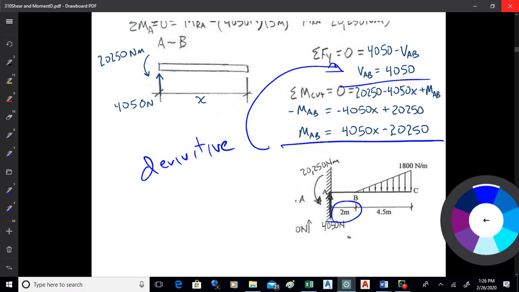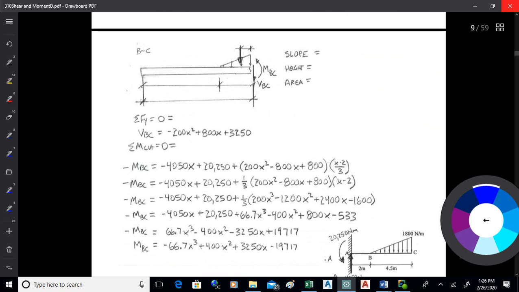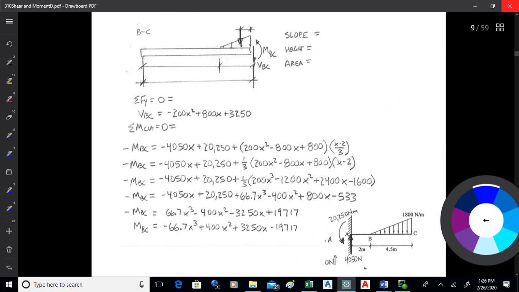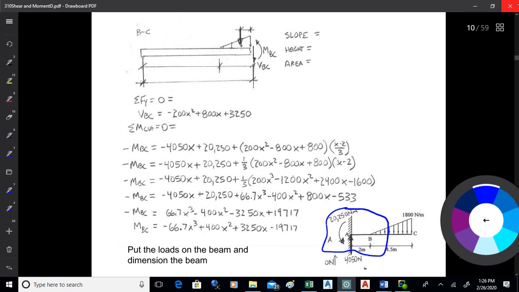All right, now that's a simple one to start because it had no load on it, okay? Now let's have a look at the next one, which is a little bit more complicated. So we're going to go from B to C now. Okay? So now we're going to make a cut somewhere between B and C, and we're going to find the internal shear and moment anywhere between B and C. So when I make that cut, I get the diagram shown on the right. So I want to get everything filled in here.